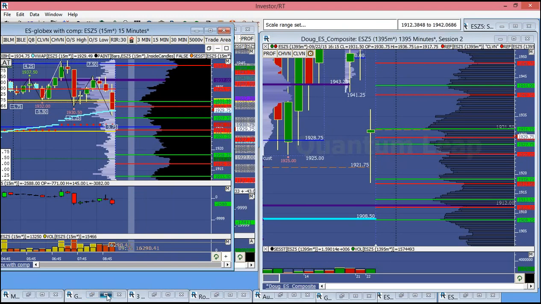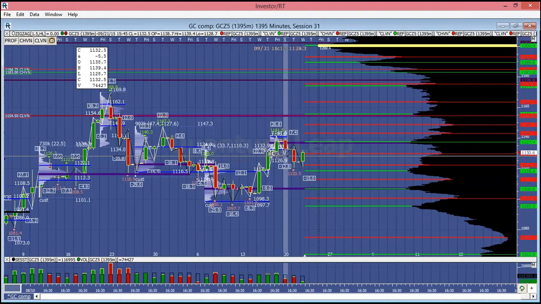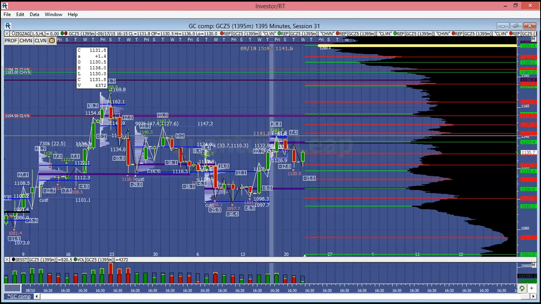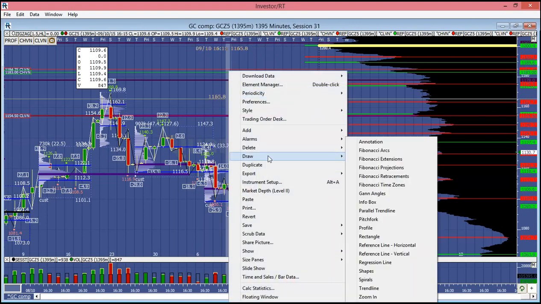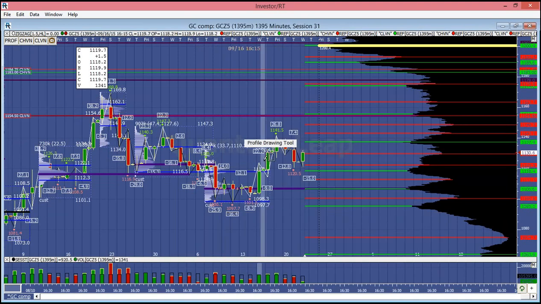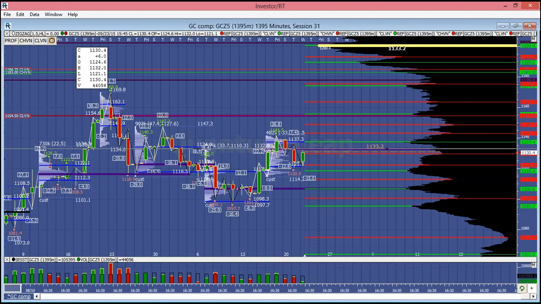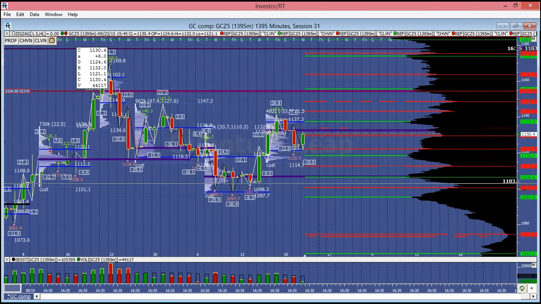Taking a look at gold. Gold is consolidating. Need to change this now and draw me a new one. So currently right now, VPOC is at 32.90. We're testing this 29 area, the CLVN.